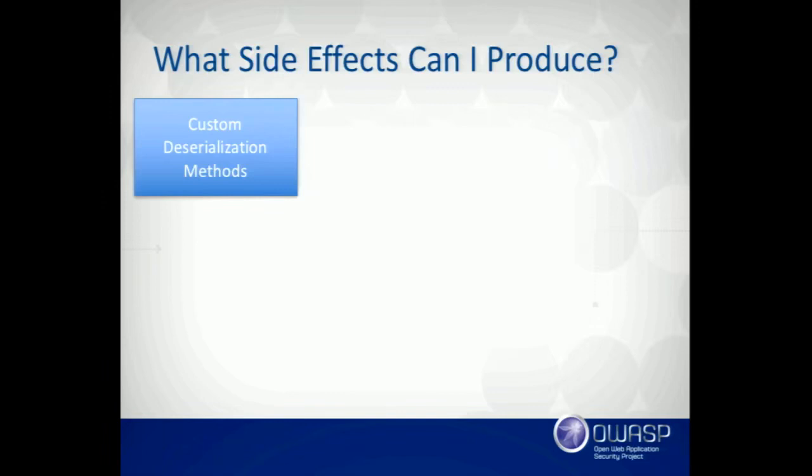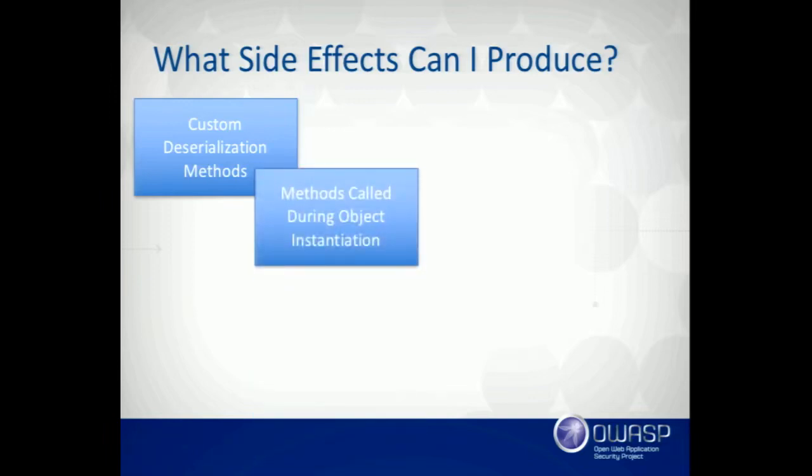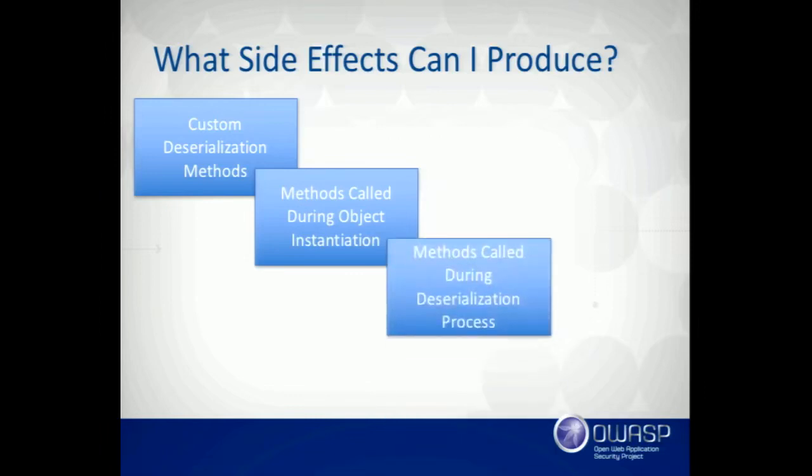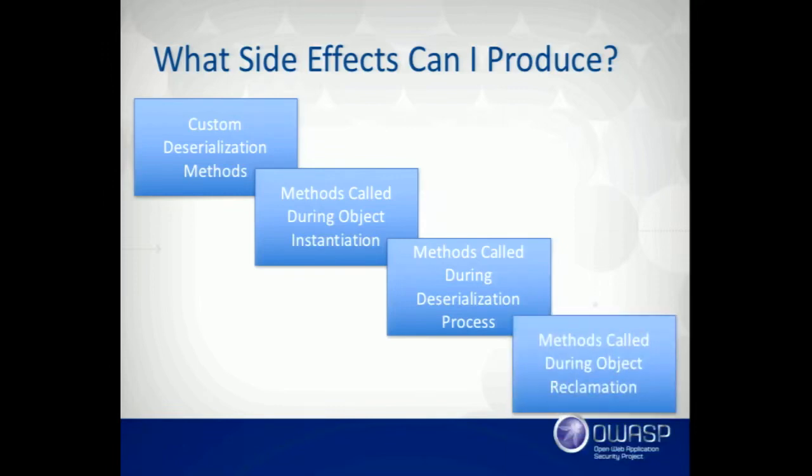Sometimes there's code in a type that's used to override how deserialization should occur. There can be side effects from that. When you're reconstituting an object, you need to create a new instance of it. This in itself can have side effects. Sometimes the deserializer code just calls code directly on the objects as part of the process during reassembly, usually after objects have been instantiated. And we're going to go through each of these. And then finally, when an object is reclaimed via garbage collection, sometimes you can create side effects from that.